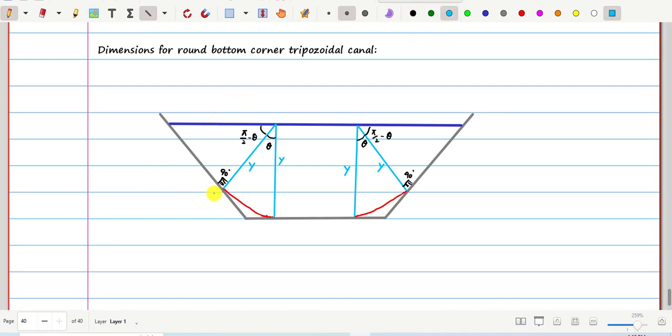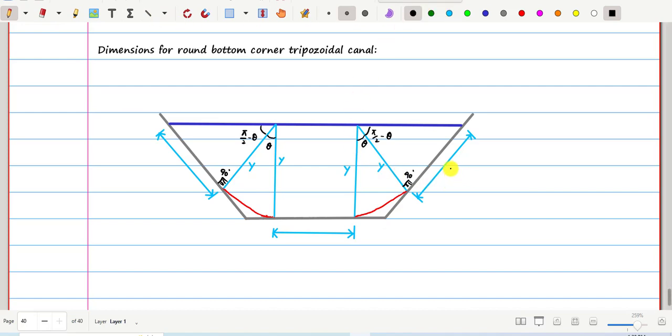So we need to find this distance, and we already found the equation for this distance in the previous section. Okay, that's it. And this distance from here to here is going to be B, right?